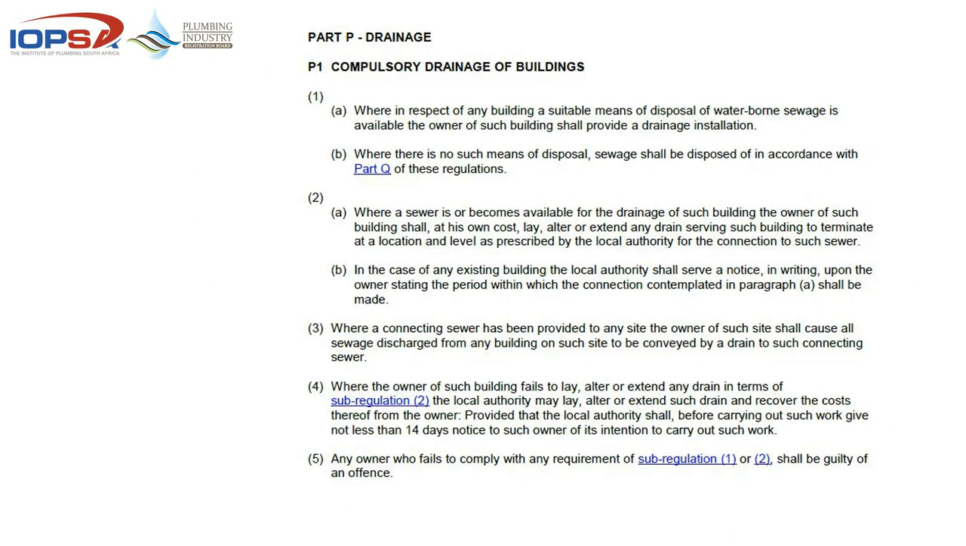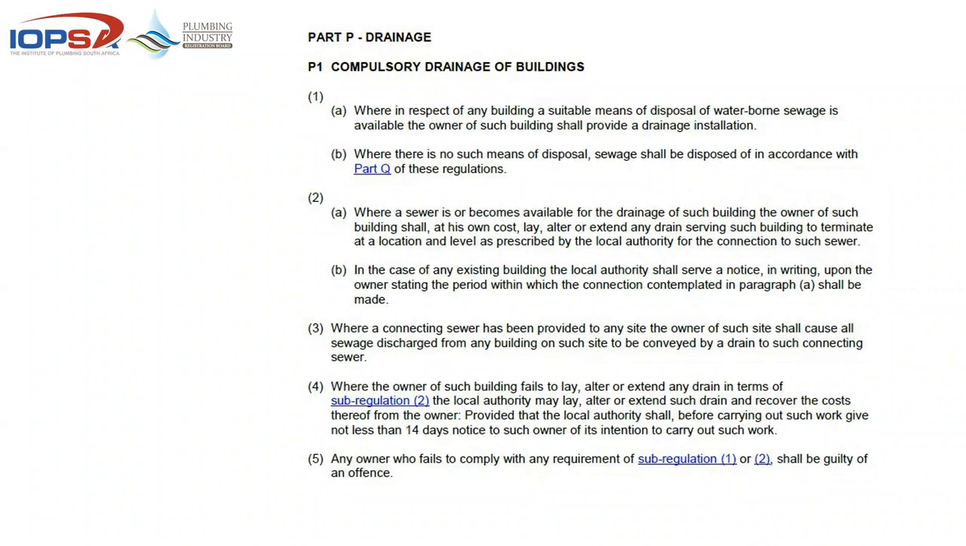In the case of an existing building, the local authority shall serve a notice in writing upon the owner, stating the period in which that connection shall be made. Otherwise, it's just going to be a long, drawn-out thing. So where a connecting sewer has been provided to any site, the owner of that site shall cause the sewage discharge from any building on that site to be conveyed to it. In other words, if you have an existing conservancy tank or septic tank and you do get a waterborne connection point, everything on that premises shall be connected to that new connection point.